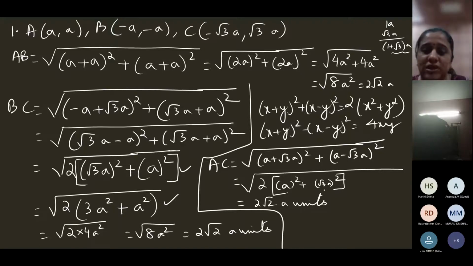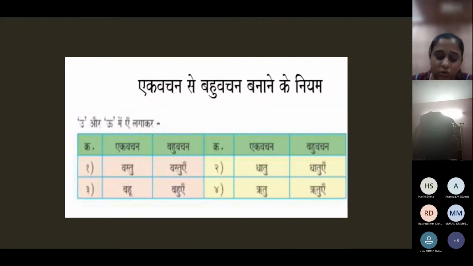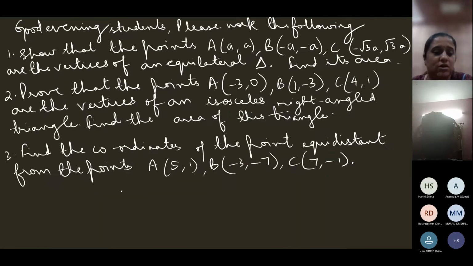So it is an equilateral triangle because AB, BC, AC all are equal to 2 root 2 a units. So equilateral triangle. Now area of the triangle you will have to find, root 3 by 4 a square. Root 3 by 4 into side square. How do you find the area of the triangle? Area is equal to root 3 by 4 into side square.